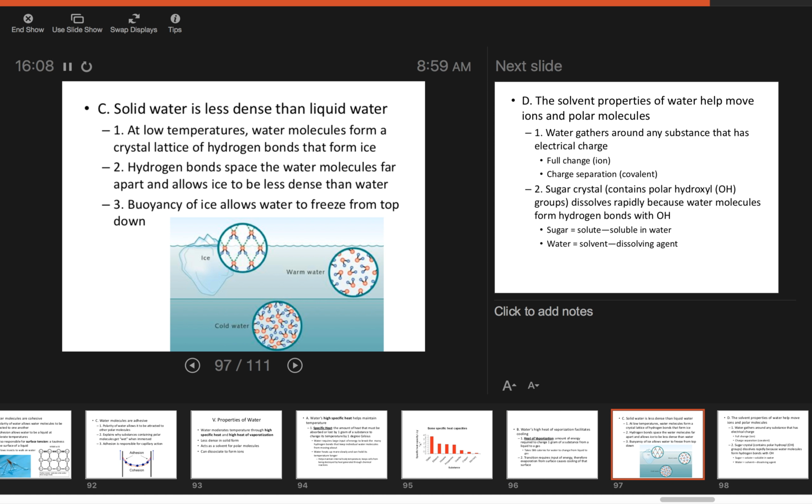Okay, I already mentioned this. Solid water is less dense than liquid water, and I like this diagram because it shows the crystalline structure, as you can see here. And then water as a liquid is just flowing freely, but still in contact with each other. So there's just enough space, which allows ice to be less dense, thus floating. It's pretty important, especially in Minnesota, that ice floats, because if it didn't, our lakes would freeze from the bottom up, and that would kill everything.